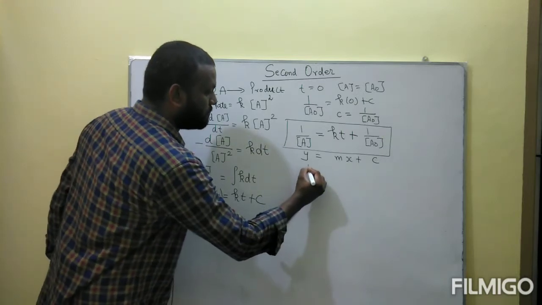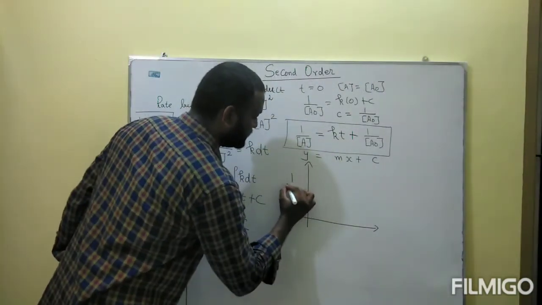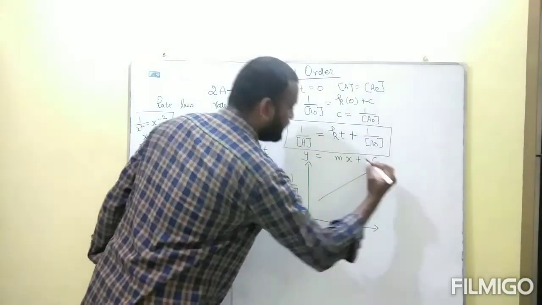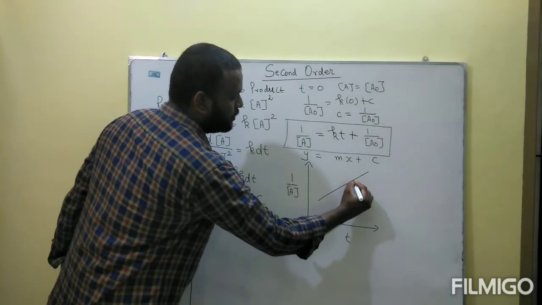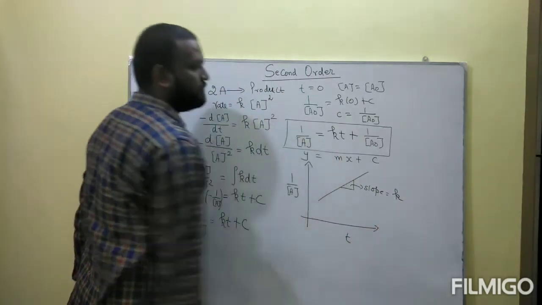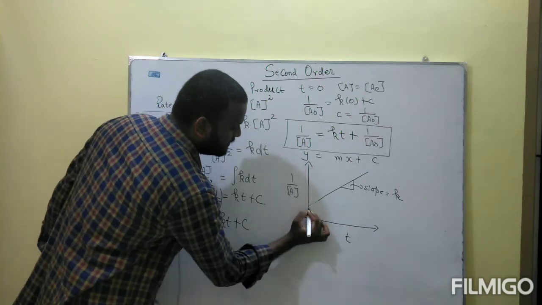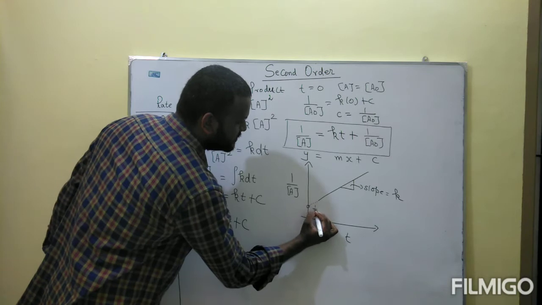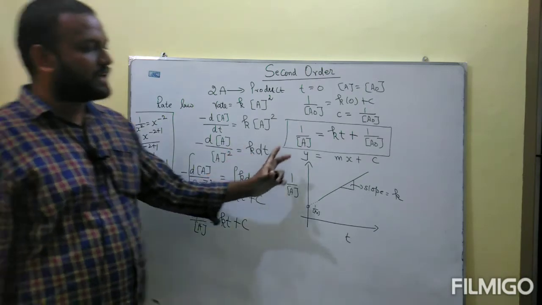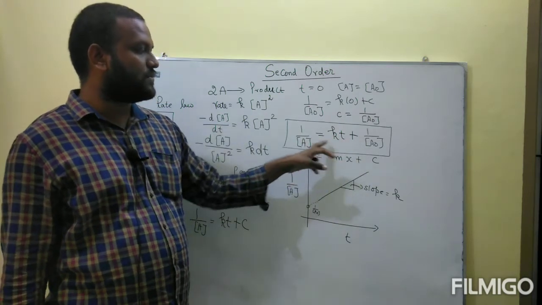Now the plot is drawn between the two variables, with 1 by concentration of A on the y-axis versus time, and it will give you a straight line with positive slope. The slope value is K, that is, the rate constant. If you extrapolate the graph to the y-axis, where it cuts is known as the y-intercept, which is 1 by A0. This is the graphical representation for a second order reaction.